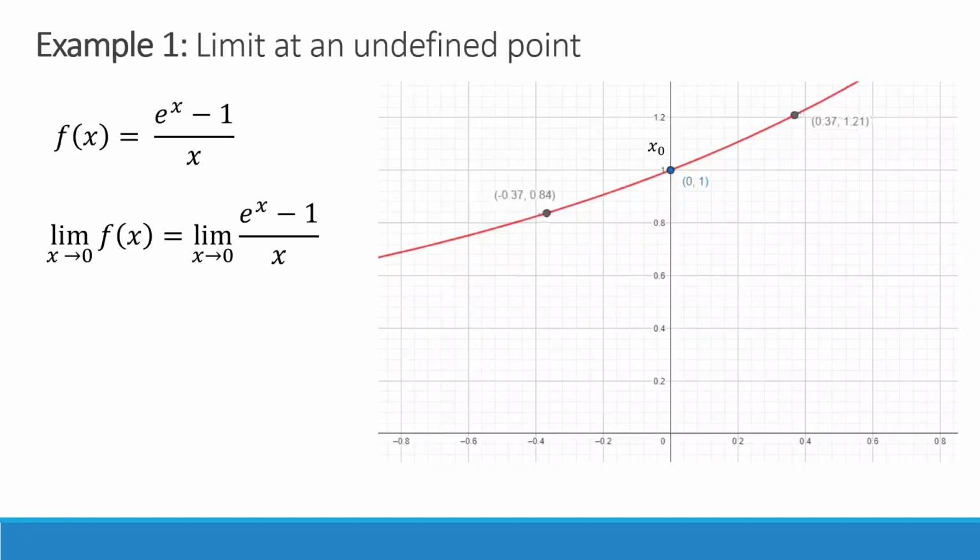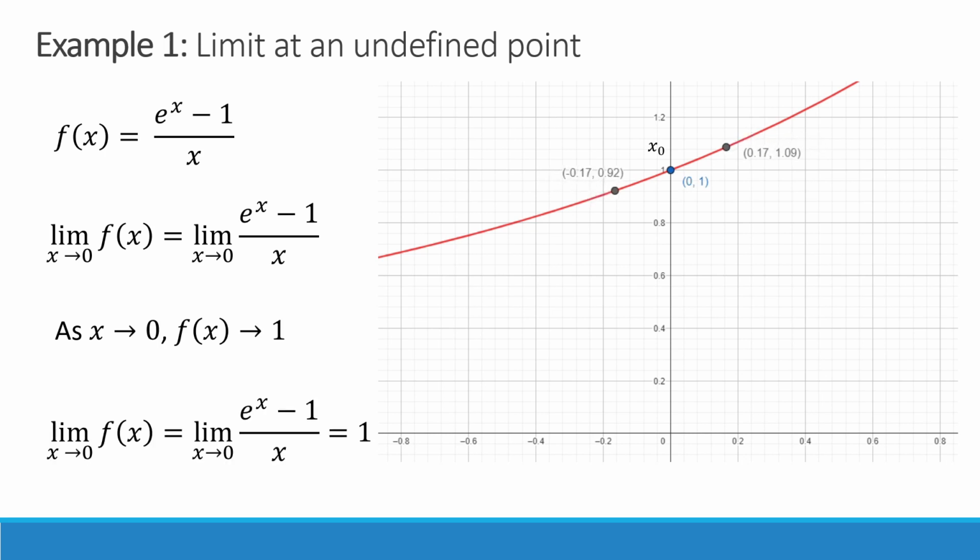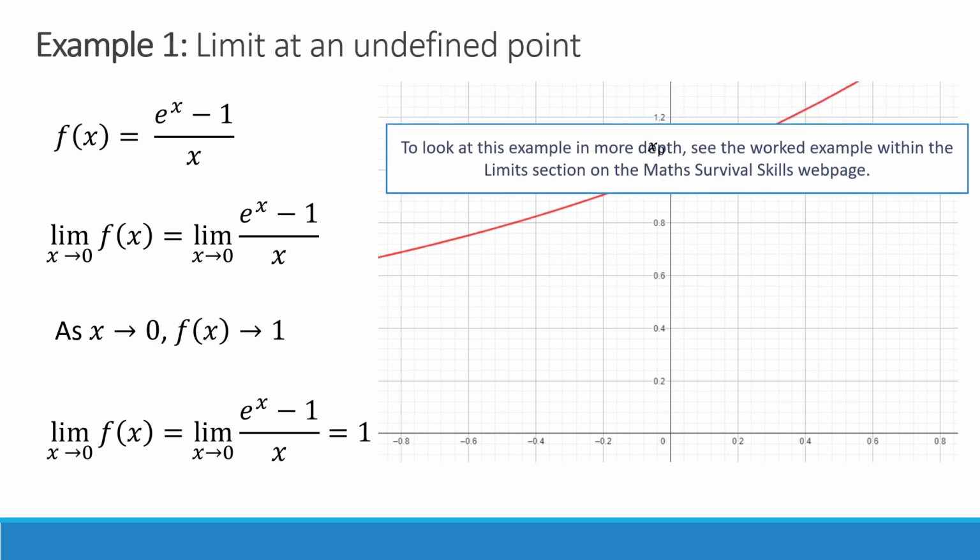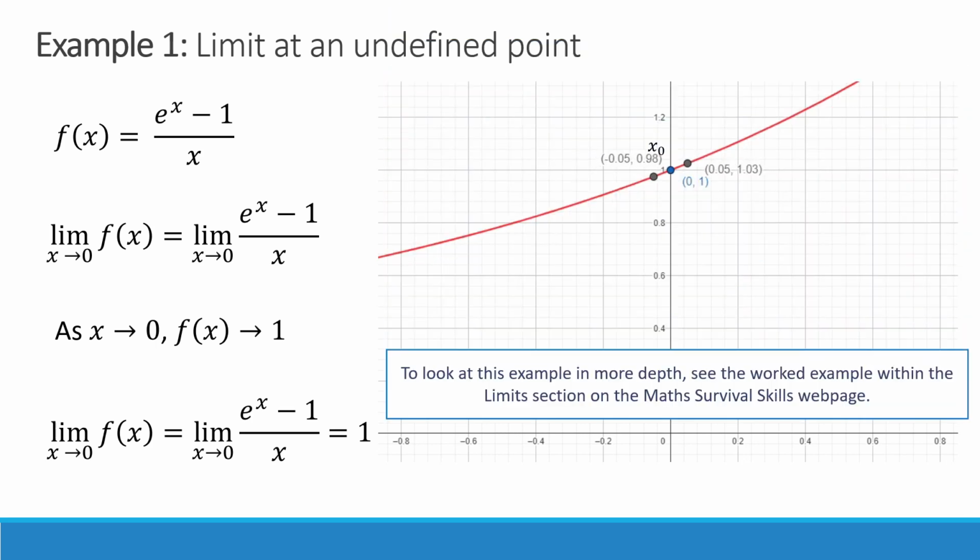As we get closer to 0, the function gets closer to 1. So we can say that as x tends to 0, f of x tends to 1. Or using the other notation, we can say that the limit of the function as x tends to 0 is 1. If you want to see how we can show this more formally, it is included as a worked example on our webpage.